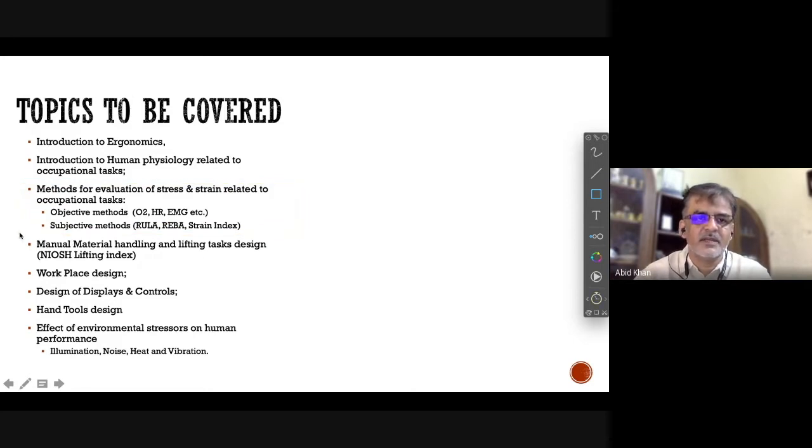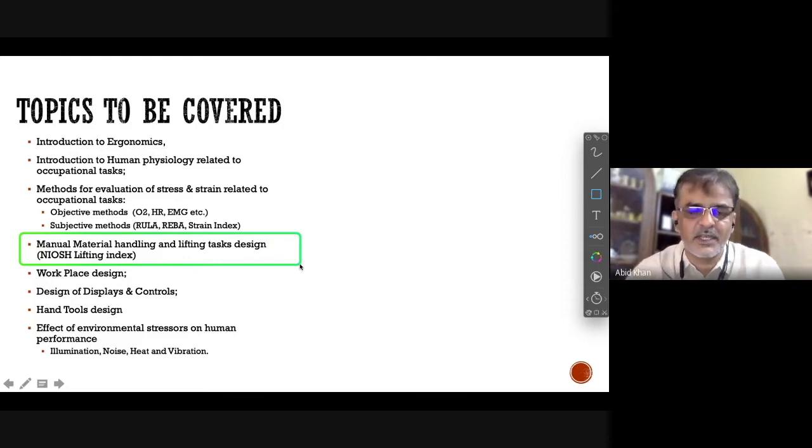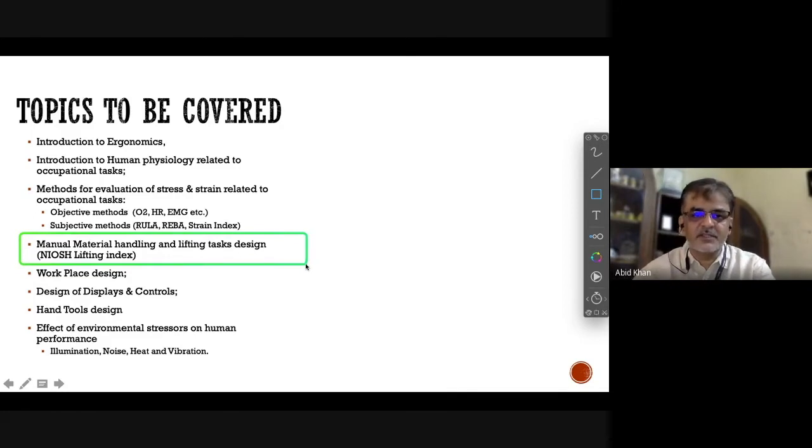Then the same thing is for manual material handling tasks, because in the industrial environment most of the tasks are manual material handling or lifting tasks. And lifting tasks are going to affect your back, your lower back. And lower back injury is maybe the second highest cause of disability in the world, because lower back strain makes the person unable to perform most of the tasks.